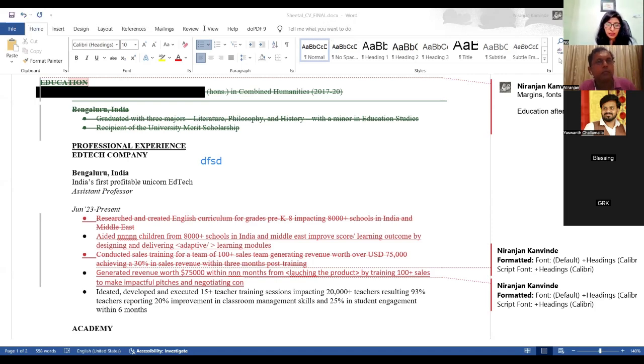Any questions so far? You guys can start typing them into the chat box. So I have a question. Suppose I have 3 bullet points for a particular work experience at a particular company. What comes at the first bullet and second, third?